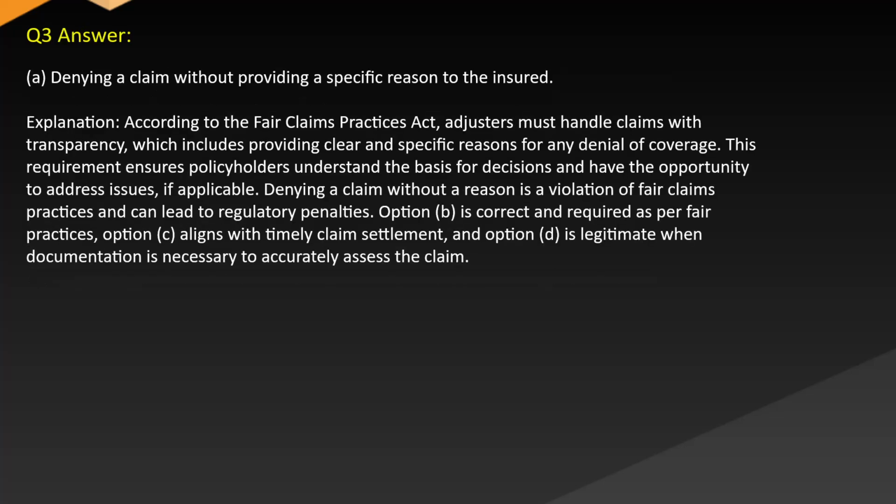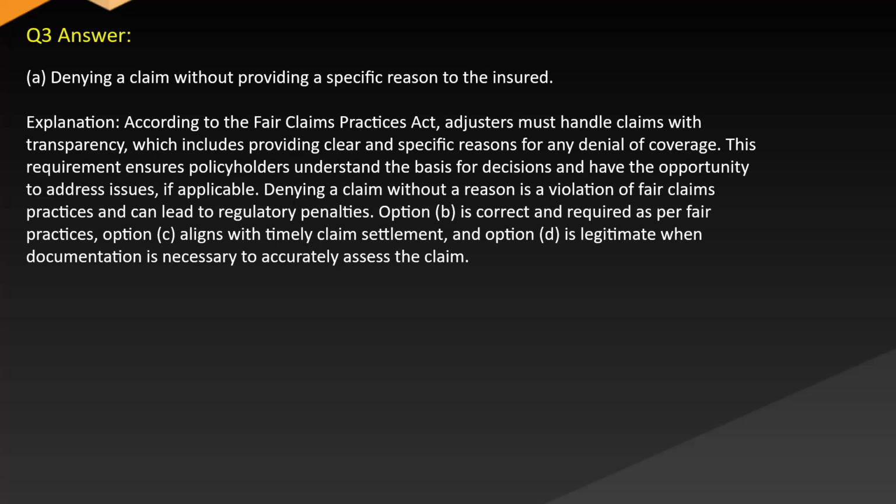Answer. A. Denying a claim without providing a specific reason to the insured. Explanation. According to the Fair Claims Practices Act, adjusters must handle claims with transparency, which includes providing clear and specific reasons for any denial of coverage. This requirement ensures policyholders understand the basis for decisions and have the opportunity to address issues if applicable. Denying a claim without a reason is a violation of fair claims practices and can lead to regulatory penalties.